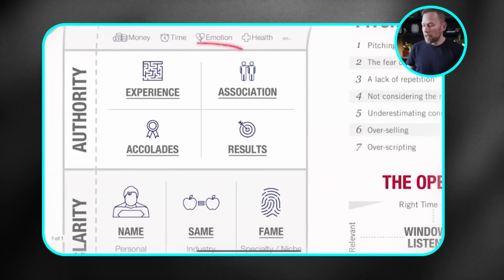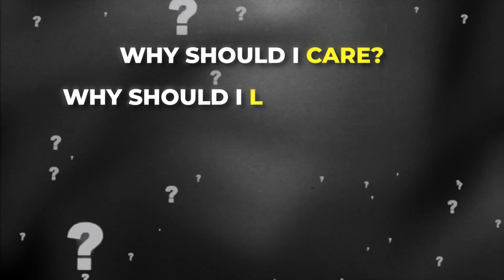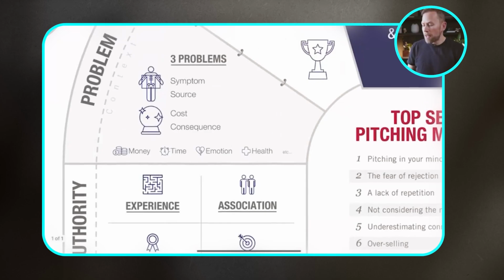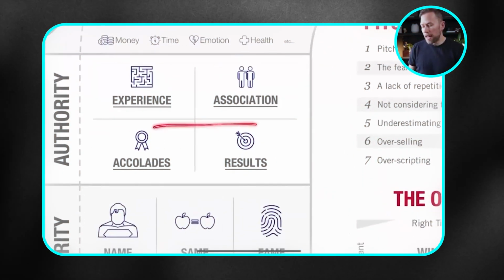And then we continue to open the window of listening by establishing: why should I care? Why should I listen to you? Why should I believe you? Why should I trust you? Which is the authority piece. And you don't need to say a lot here. You just need to name drop a couple of things.